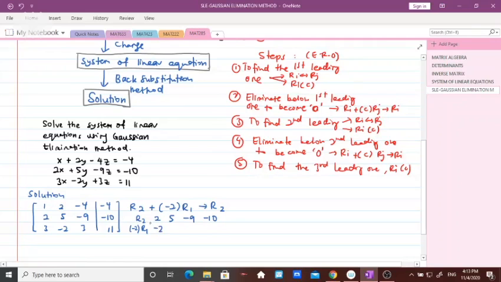Negative 2 times negative 4 is 8. Negative 2 times negative 4 is 8. And then we sum up the values. So 2 plus negative 2 is 0, 5 plus negative 4 is 1, negative 9 plus 8 is negative 1, negative 10 plus 8 is negative 2. So this is the new R2. Just copy the elements. Okay, then this is the new R2.